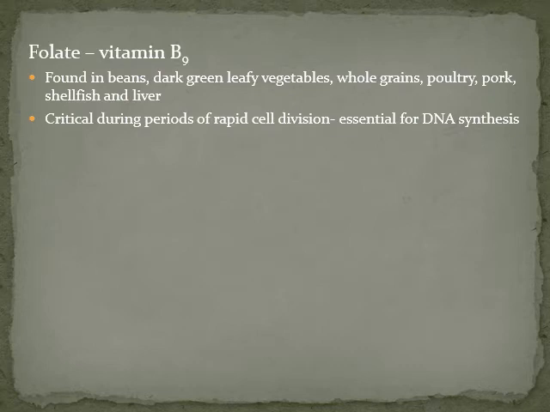Okay. So a few things about folate as well as vitamin D here in a second, why they're important. But folate, you can get them from other places, right? So vitamin B and vitamin D you can get from other sources, but a big source is UV light that's coming from the sun. They are found for vitamin B or folate in beans, dark green leafy vegetables, whole grains, poultry, pork, shellfish, liver. And it's really critical during periods of rapid cell division. So this is actually super essential for DNA synthesis.